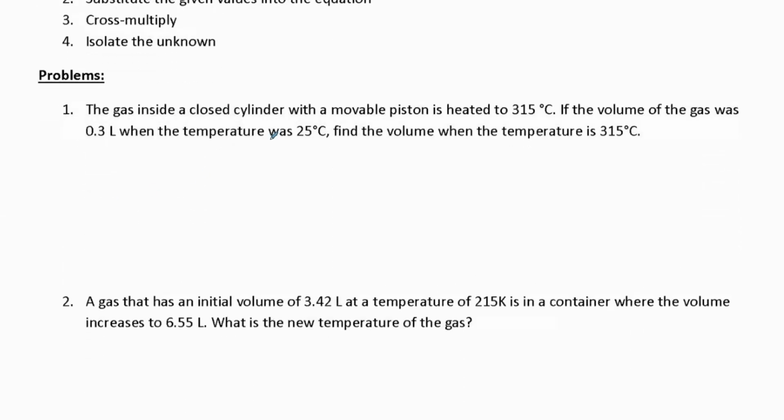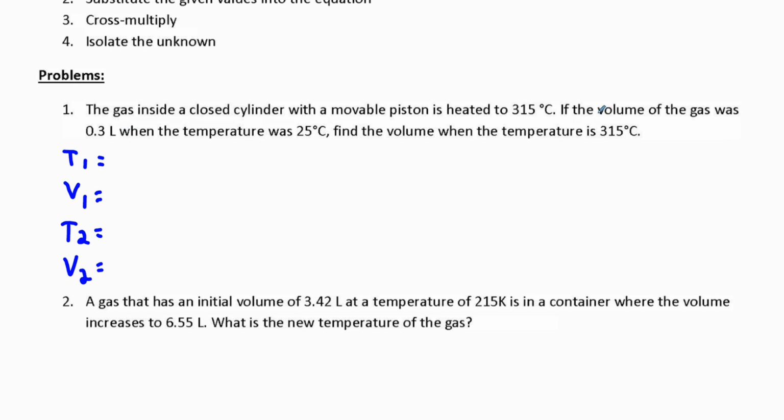So this says the gas inside a closed cylinder with a movable piston is heated to 315 degrees Celsius. If the volume of the gas was 0.3 liters when the temperature was 25 degrees Celsius, find the volume when the temperature is 315 degrees Celsius. So let's do the same kind of thing that we did with Boyle's law. Let's make ourselves a list along the side and identify our variables. And then that helps us plug into the formula afterwards.